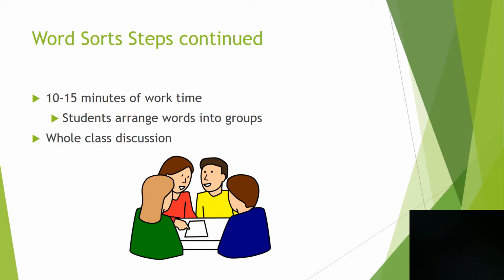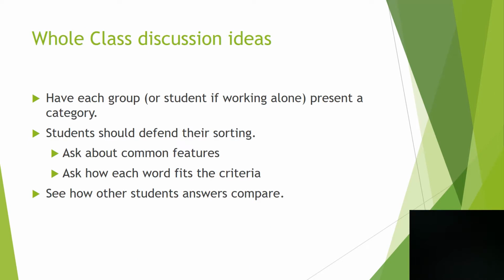and then you can have a whole class discussion. During your whole class discussion, things to bring up are, first you should have each group present a category. While they are presenting, they should be defending their sorting. So ask them questions about different common features that the words in the group have, or ask how each word fits the criteria. Have other students from different groups also pipe in and have them compare and contrast their answers from others.